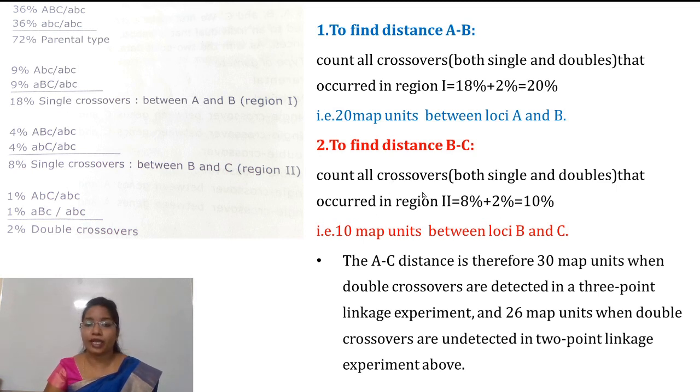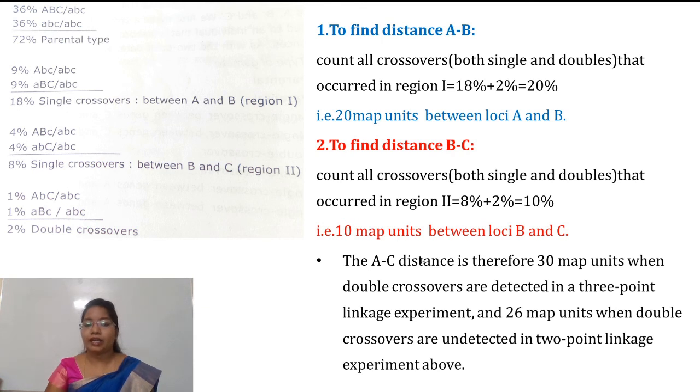Similarly, if you have to calculate the distance between B and C, at that time count all crossovers that occurred in region 2. In region 2 the single crossovers are 8% and the double crossovers are 2%. In this way there are 10% crossovers. So 10 map units is the distance between loci B and C.